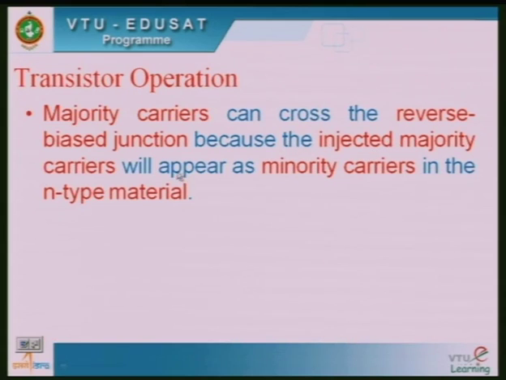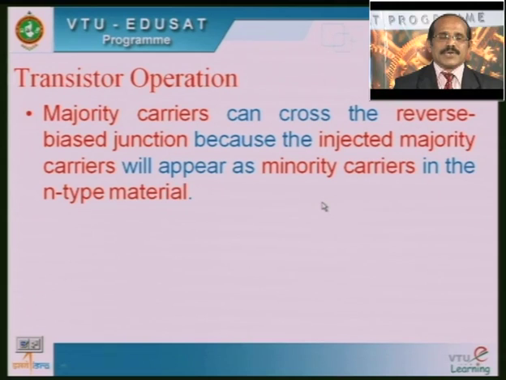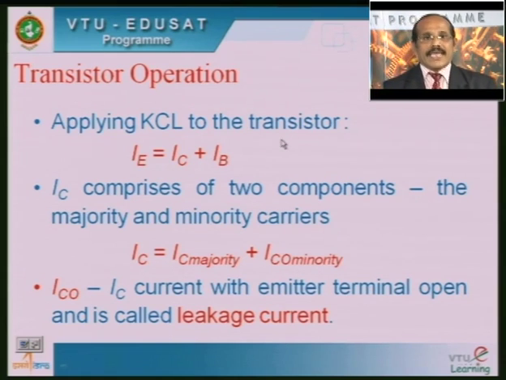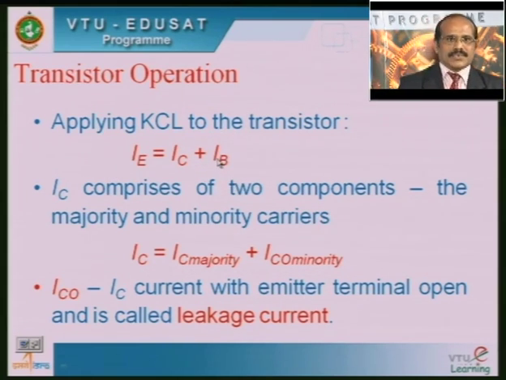So the majority carriers will cross the reverse biased junction, because these injected majority carriers will appear as minority carriers in the N type material, that is nothing but the base layer here. So if you apply KCL to the transistor, what you will get? The emitter current is nothing but the summation of the collector current and the base current here.